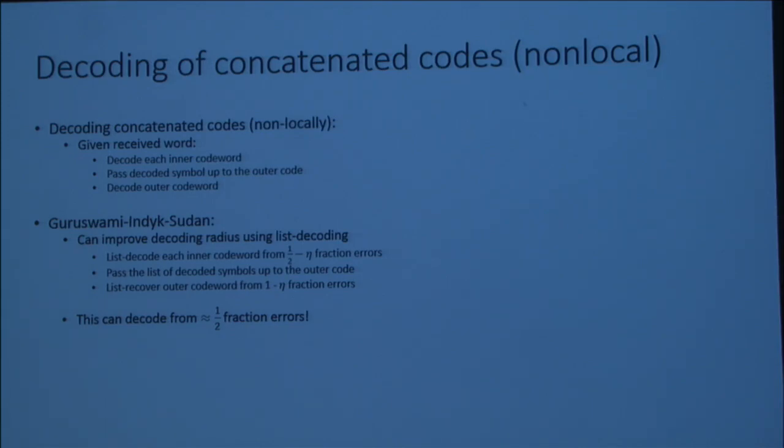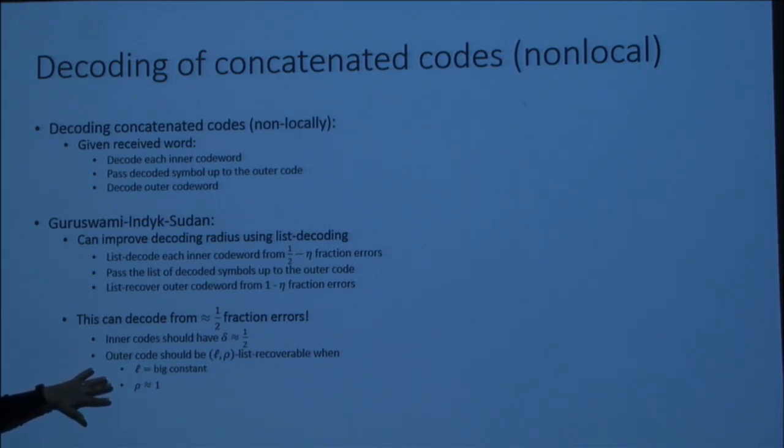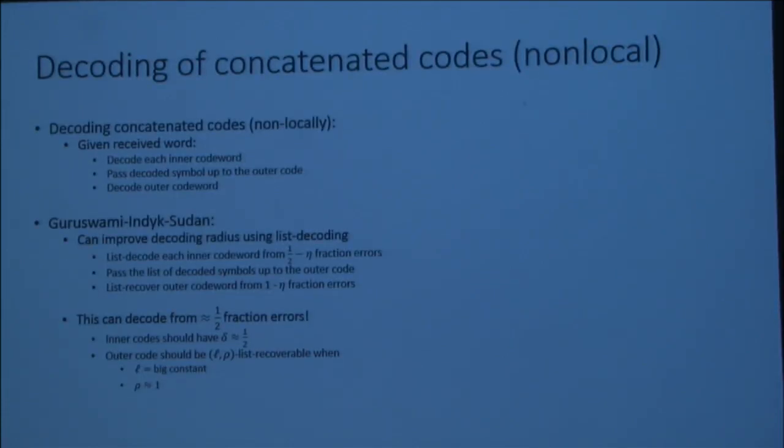So if you choose the outer code cleverly, then you can do this efficiently, and you can recover up to half fraction errors. As long as the inner code has distance close to a half and the outer code is (rho, L) list recoverable, where L is some large constant and rho is close to 1, this scheme will work. And again, the appropriate Reed-Solomon code as the outer code, and inner codes of distance close to half, just work. So that's the scheme. This was the global decoding scheme.